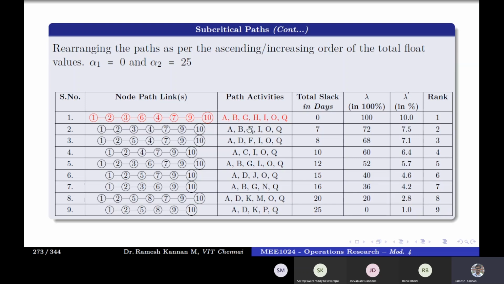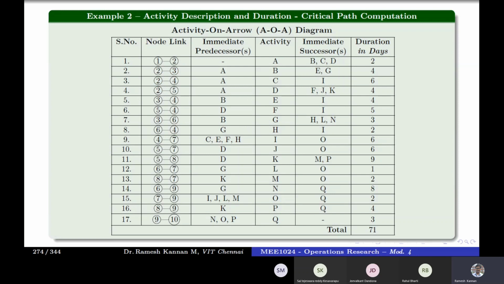So this completes the critical path analysis. Then the next one, example 2. I've not solved this. I'll just request you to solve this. And before that, let me ask you a question. Can we have multiple critical paths in a network? Is it possible to have multiple critical paths in a network?